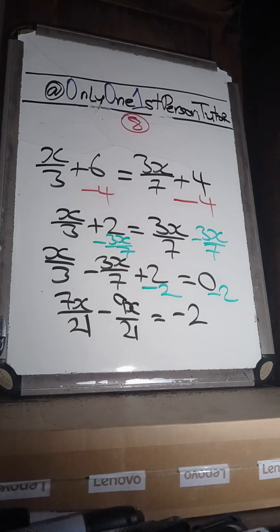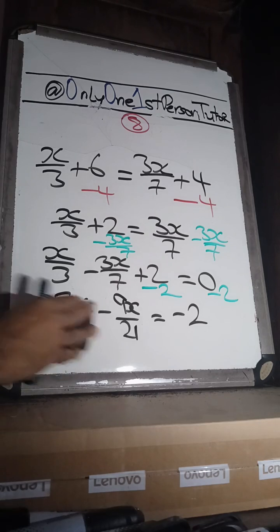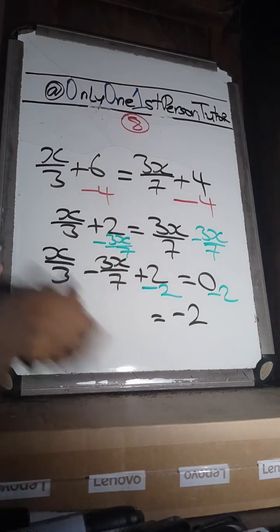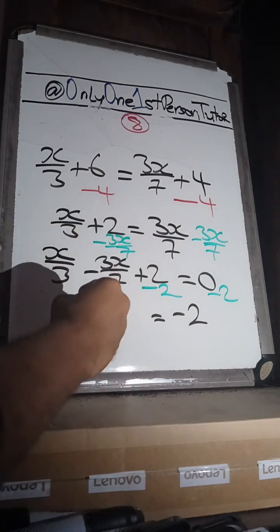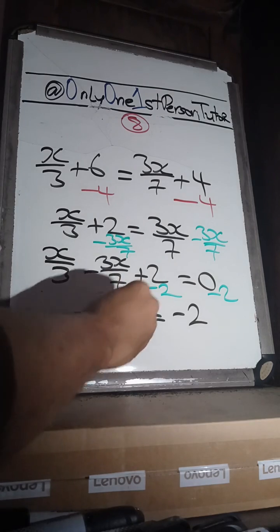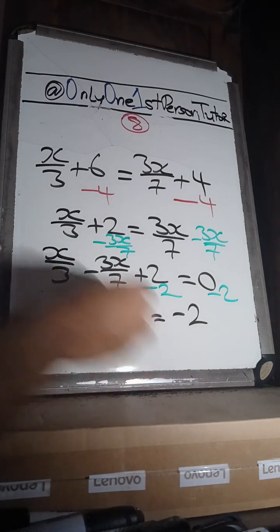Nine minus 7 is 2. 7 minus 9 is the same 2, but it's a negative sign. Minus 2x over 21. That's what we're going to call this. Minus 2x over 21. Alright, let's do that. Minus 2x over 21.